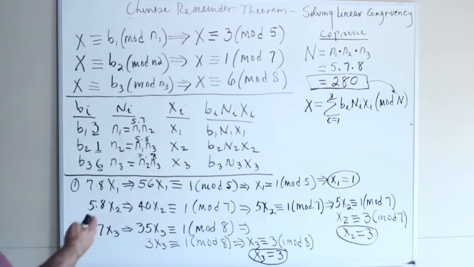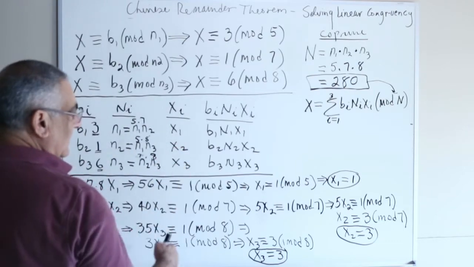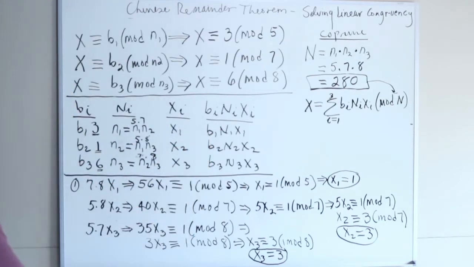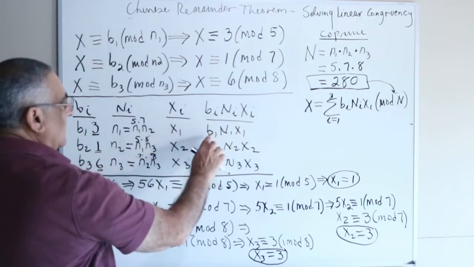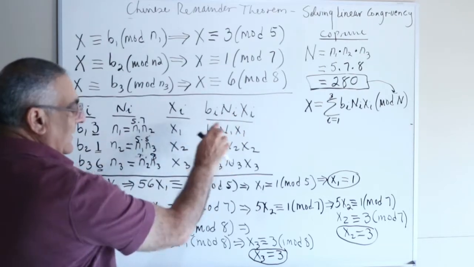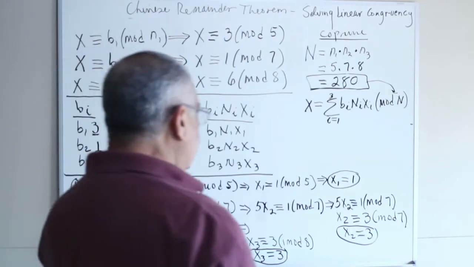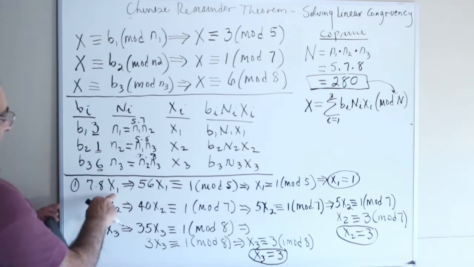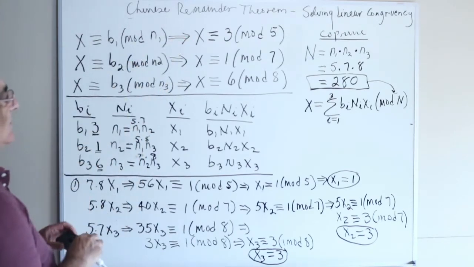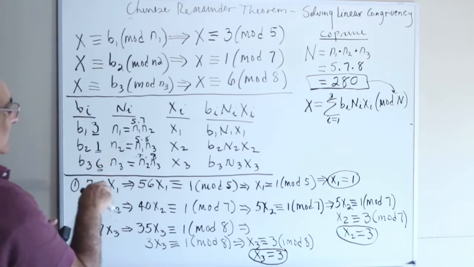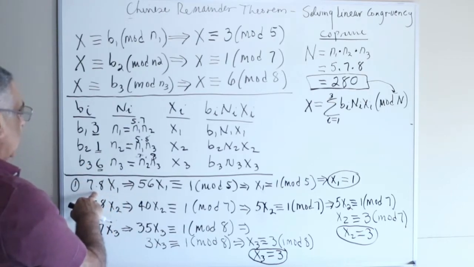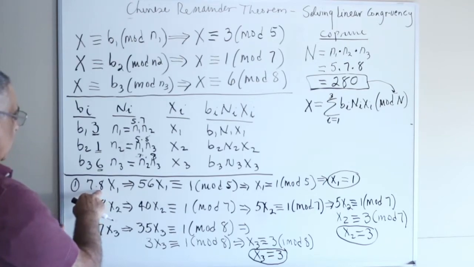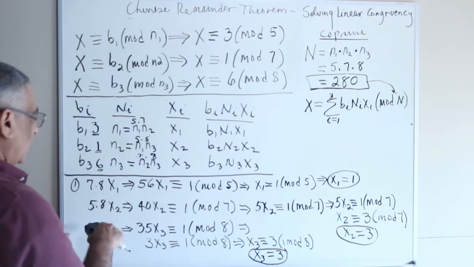Now I'm going to have to figure out what x1, x2, and x3 are, and I will evaluate them. The term b sub i, n sub i, x sub i, so for the first it will be b sub 1, n sub 1, and x sub 1. So let's look at how we did this. I'm going to take each congruence equation here. This is going to be n2 times n3.